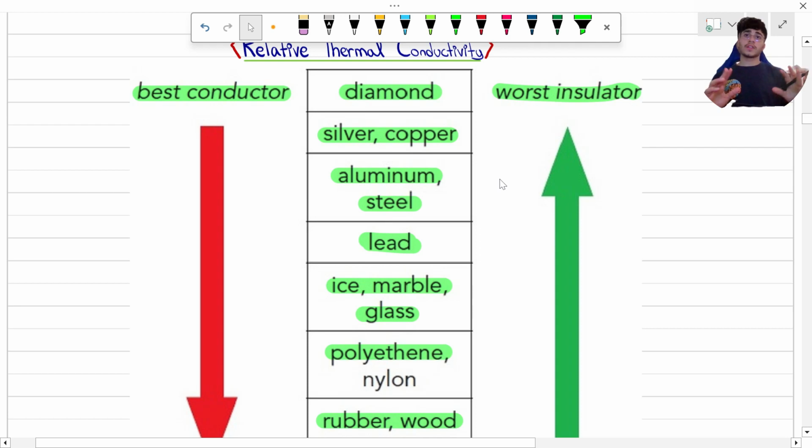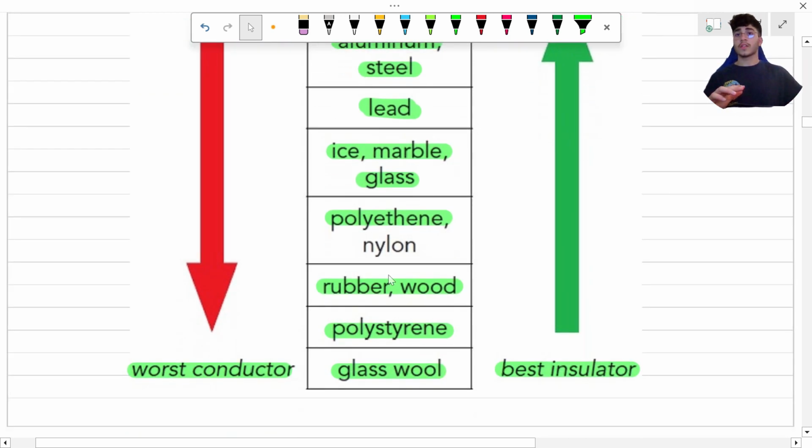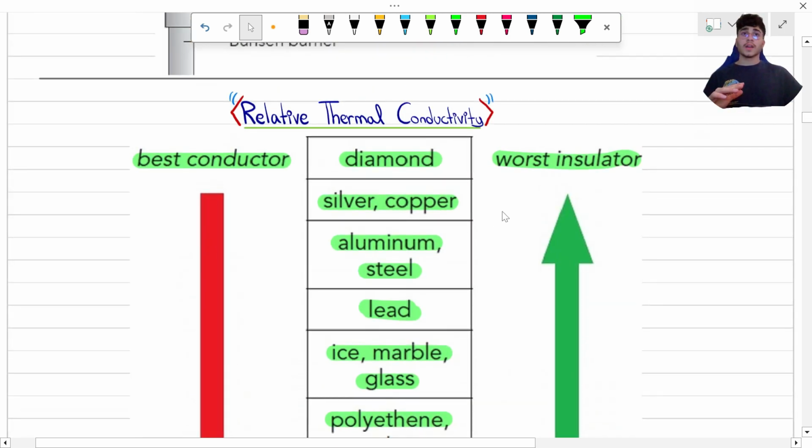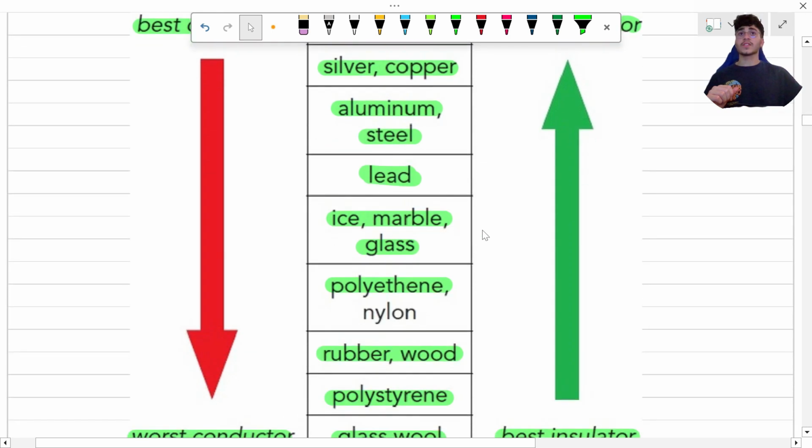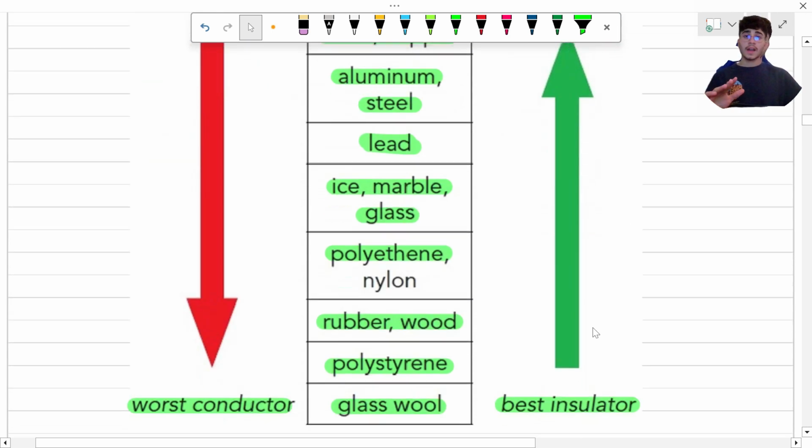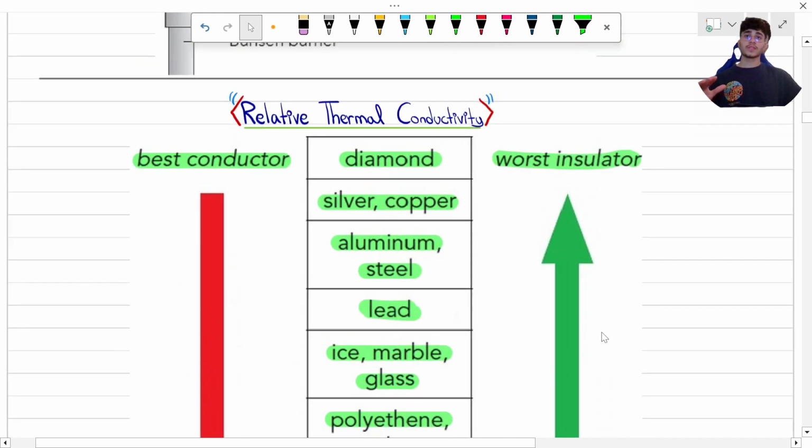This is a relative thermal conductivity graph. So the best conductors are the worst insulators, and the best insulators are the worst conductors, because conduct means to take in, and insulate means to prevent it from being taken inside, okay?